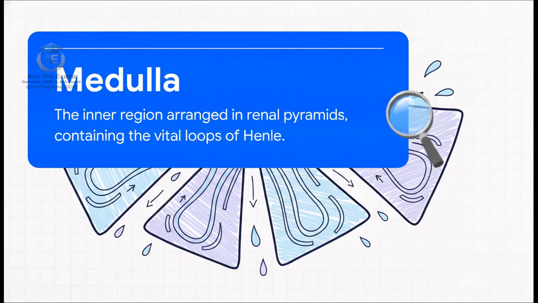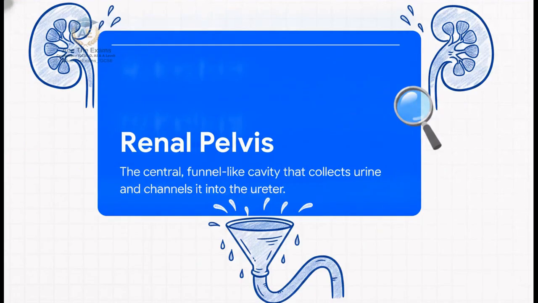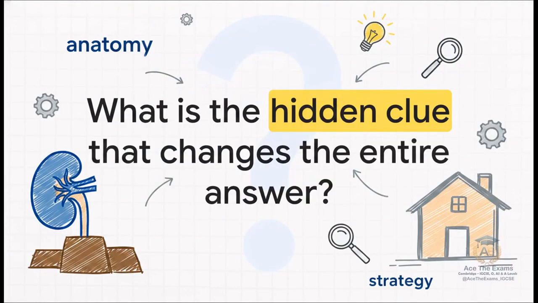It's organized into these really distinctive fan-like renal pyramids, and it houses the vital loops of Henle. Without this specific, highly organized anatomical structure, your body's ability to concentrate urine and conserve water would literally be impossible. And finally, right in the center, we reach the renal pelvis. Think of this as the main funneling point, completing our visual map of the macroscopic anatomy. It collects all that fully processed urine from the medulla and safely channels it right into the ureter to exit the kidney.